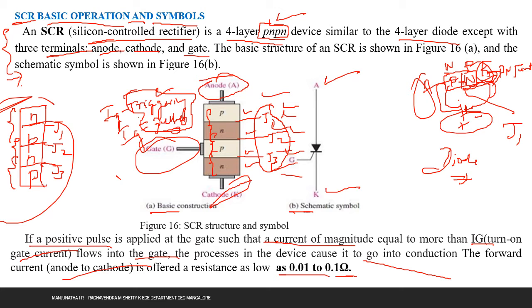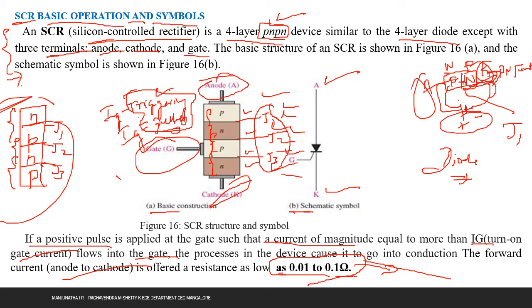So how much resistance is offered by junction 1, junction 2 and junction 3 is called the resistance. When we apply the gate current or triggering pulses through the gate, the resistance offered by the junctions J1, J2, J3 is very small, in the range of 0.01 to 0.1 ohm.